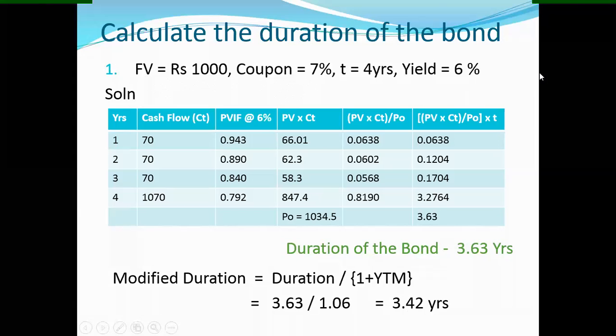Coupon rate is nothing but C, and T is 4 years and yield is 6%. This is the data that has been given to us. Now we have to find out the duration of the bond, so let us try to find out the duration of the bond.